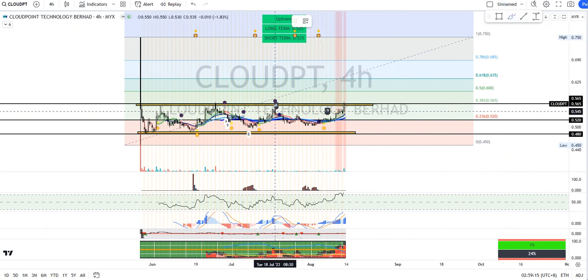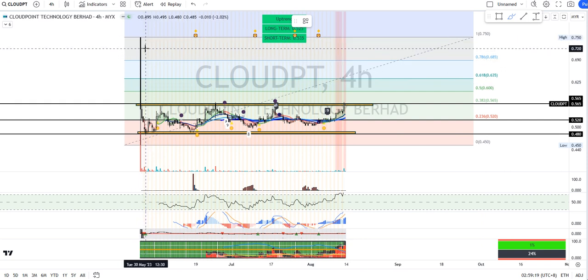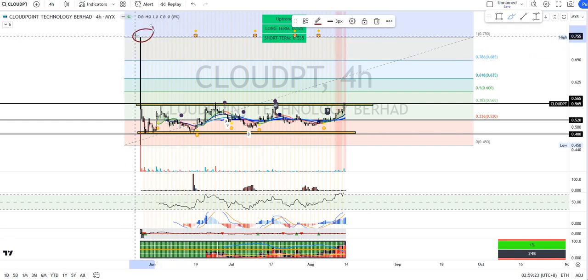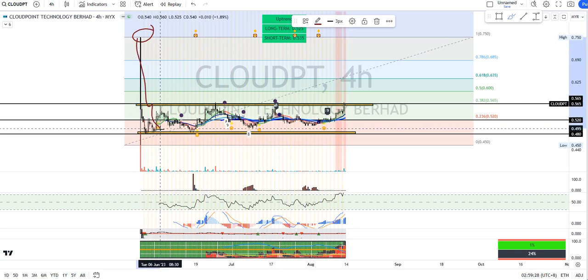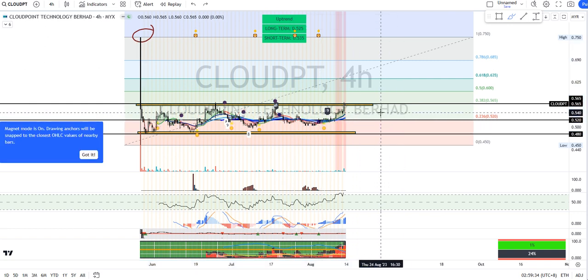CloudPT was actually a tech IPO stock that listed at the end of May, debuted around the 75 cents all-time high, and since then had been taking quite a hit, going back all the way towards the 48 to 57 cents level, and it has been consolidating over the past 2 to 3 months, 2 months, right?